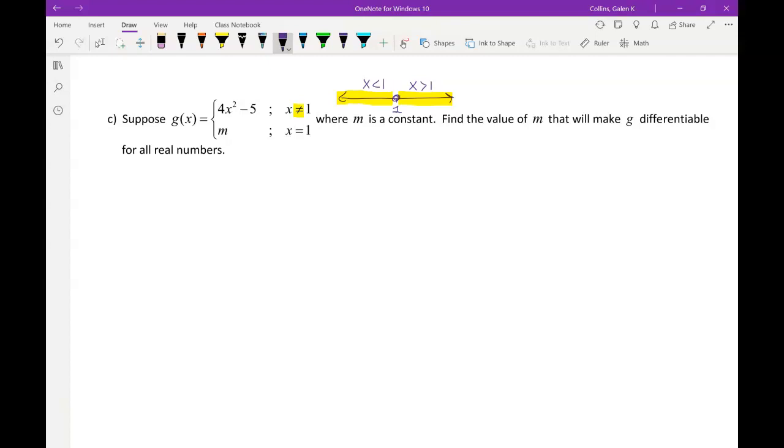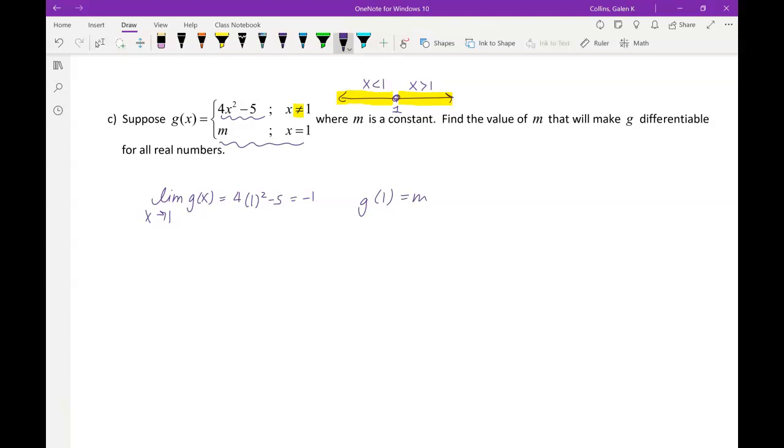All right, so I'm going to use the definition of continuity, but before I do that, I'm going to evaluate my limit. So my limit of g of x as x approaches 1 is, and again, I've got to use this, 4 times 1 squared minus 5. So 4 minus 5 is -1. All right, so then I also know that my function g of 1, its function value, is m.